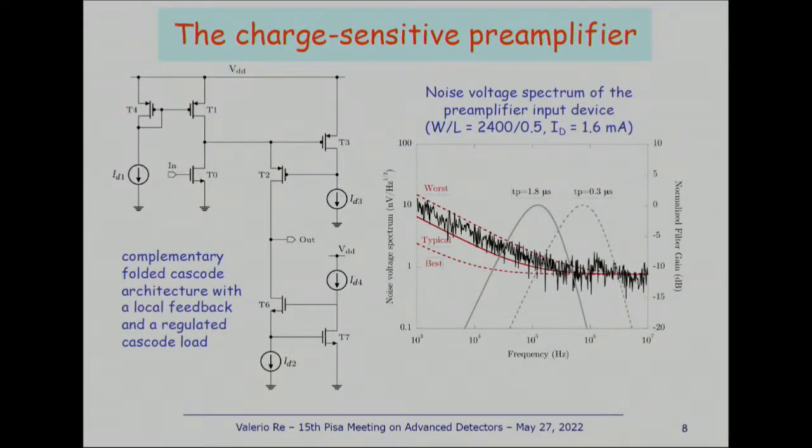Okay, so a few details about the schematic. Here you see the charge-sensitive amplifier with a complementary folded cascode architecture with a local feedback in the cascode and a regulated cascode load. We also did some noise studies on this technology, and you see here the noise voltage spectrum of the input NMOS transistor in this circuit as a function of frequency.